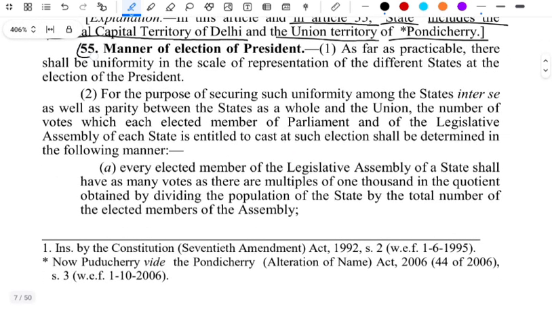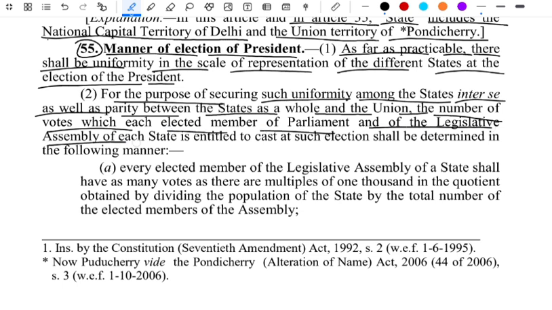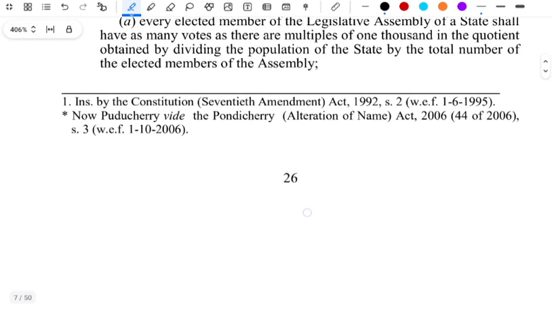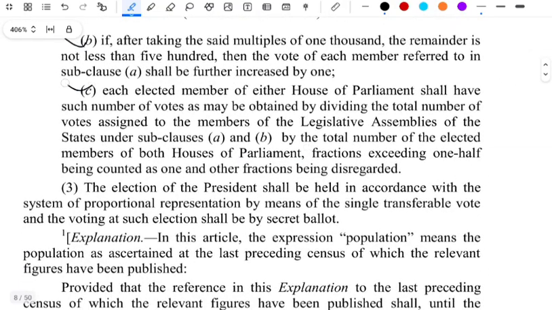So Article 55 says, manner of the election of the President: as far as practicable, there shall be uniformity in the scale of representation of the different states at the election of the President. For this purpose, for securing such uniformity among the states inter se as well as parity between the states as a whole and the Union, the number of votes which each elected member of Parliament and the legislative assembly of each state is entitled to cast at such election shall be determined in the following manner. Okay, so basically इलेक्शन से रिलेटेड है, you can read this, है ना. So that is related to election.